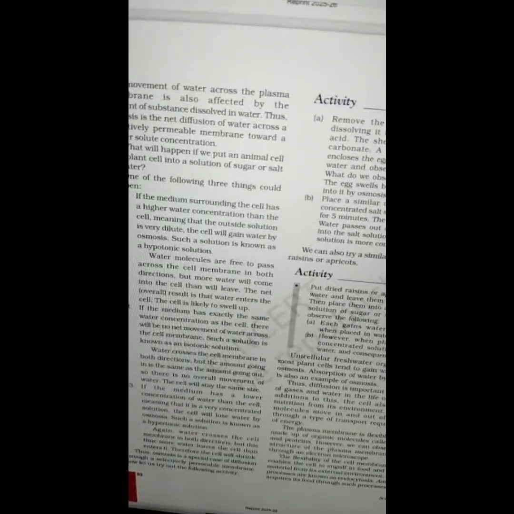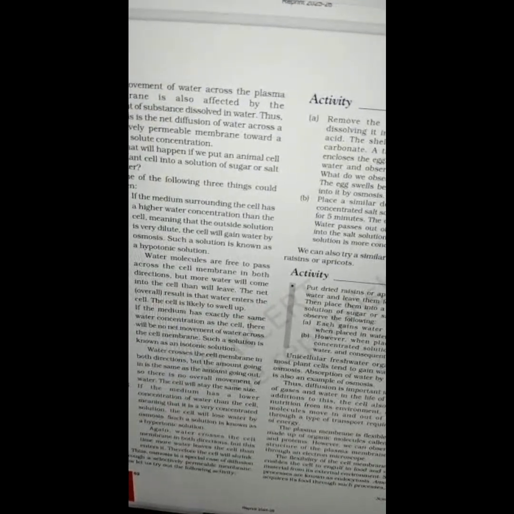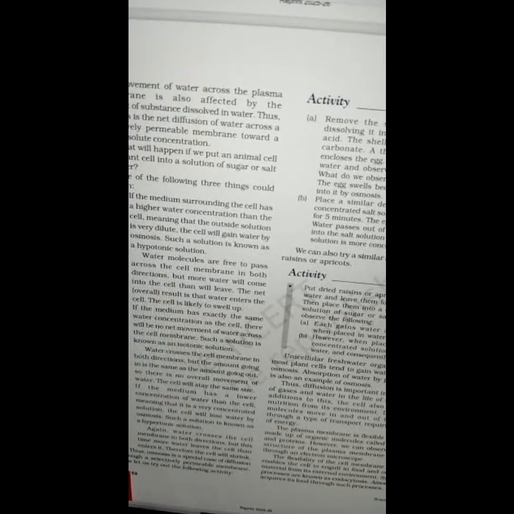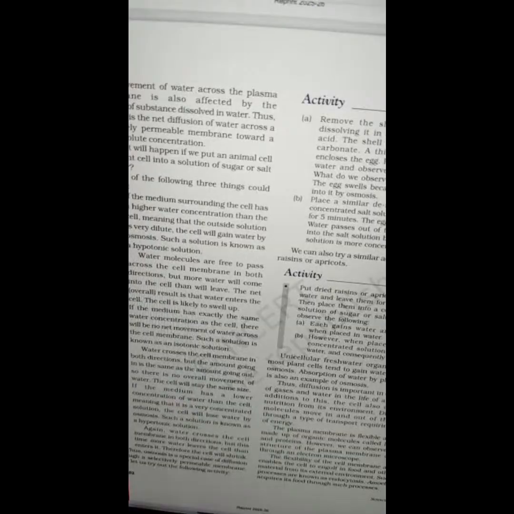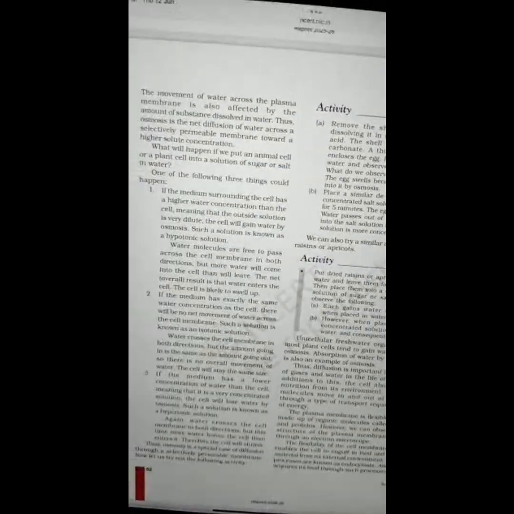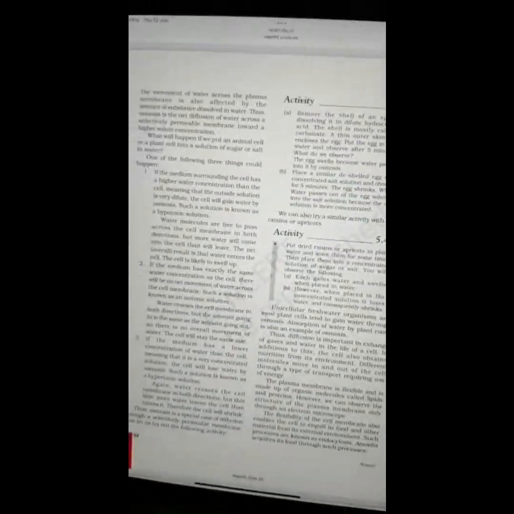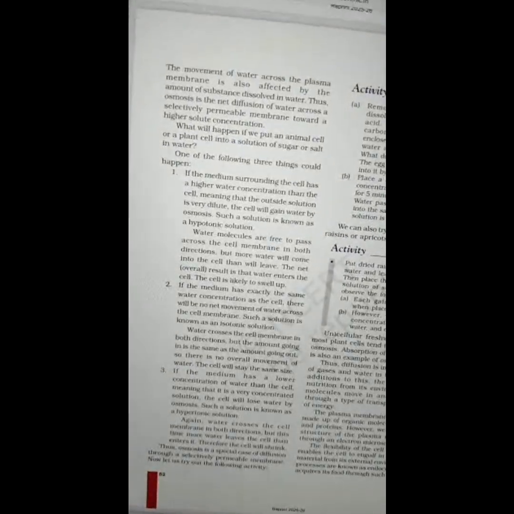Water molecules are free to pass across the cell membrane in both the directions, but more water will come into the cell than will leave. The net overall result is that water enters the cell, which is likely to swell up. So we are done with point number one.